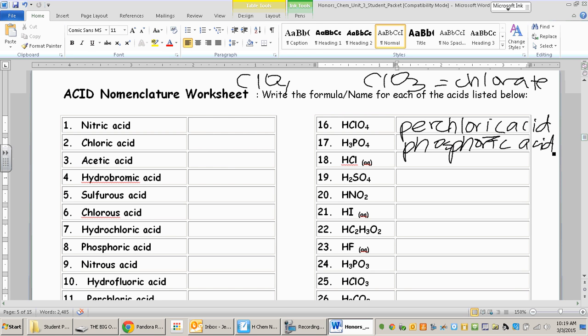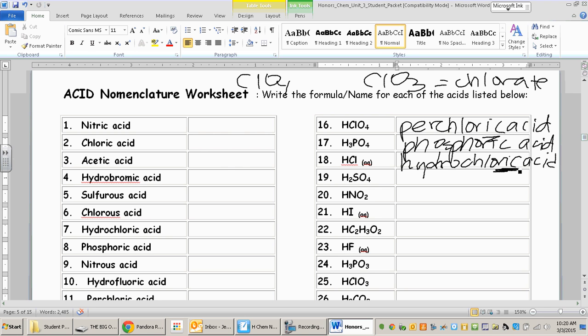Next one, 18. Binary or ternary? Binary. What do you say to tell me it's binary? Because it only has 2 elements. I mean, what prefix do you say to tell me it's binary? Oh, hydro. So hydro means it's binary. And then what? Chloric acid. So I say hydrochloric. What's always going to be the ending of the nonmetal in a binary acid? It always is ic. Do not try to mess with that. Okay, it's always ic.